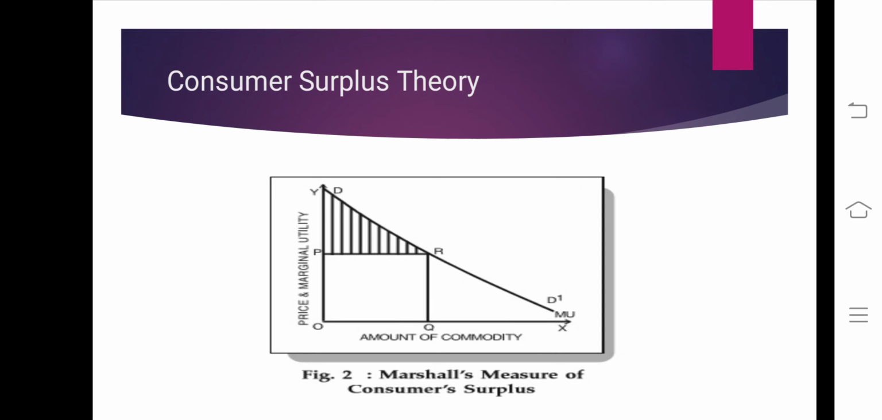In this figure, the total utility is equal to the area under the marginal utility curve, up to Q, that is ODRQ. However, for price OP, the consumer pays OPRQ. Hence, he derives extra utility equal to DPR, which is nothing but the consumer surplus.